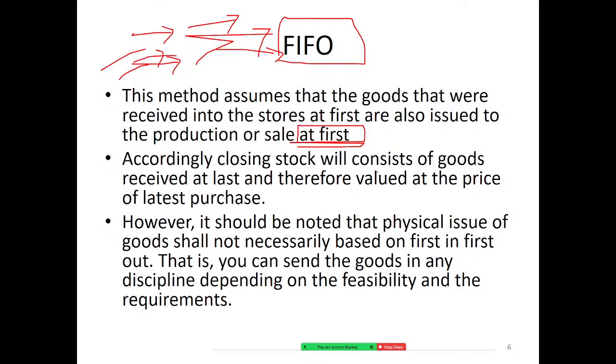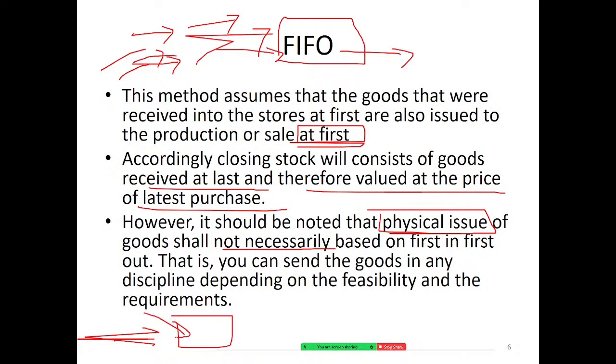Accordingly, closing stock will consist of goods received last and is therefore valued at the price of the last purchase. However, it should be noted that the physical issue of goods is not necessarily on a first in first out basis. You can send goods in any order depending on feasibility and requirements. So first in first out is actually a pricing method, not the physical movement of inventory. Even if you purchased last and supply first, you have to put the price at which you purchased earlier, according to the FIFO formula.